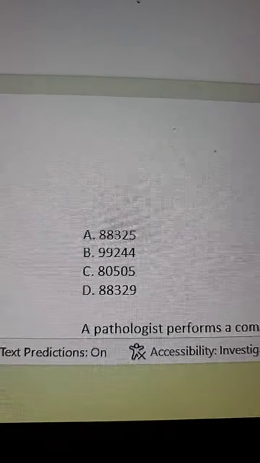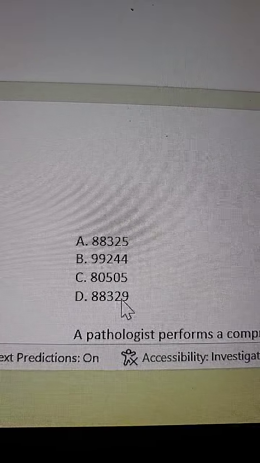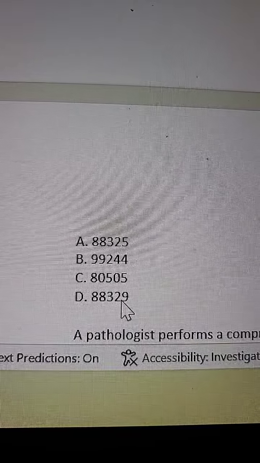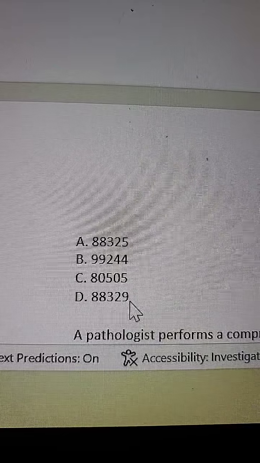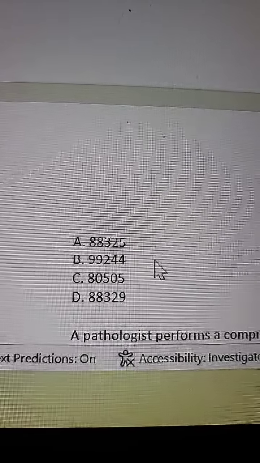Ooh, lab, path. What have we got going on here? What is this? We got codes from all over. We got 288 threes, though. The 25 and the 29. Oh, I've seen this question before. I bet a lot of you have.